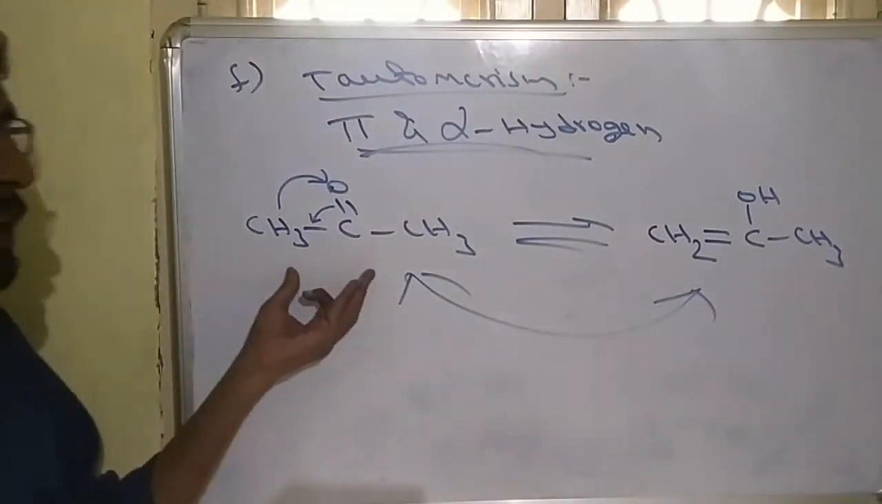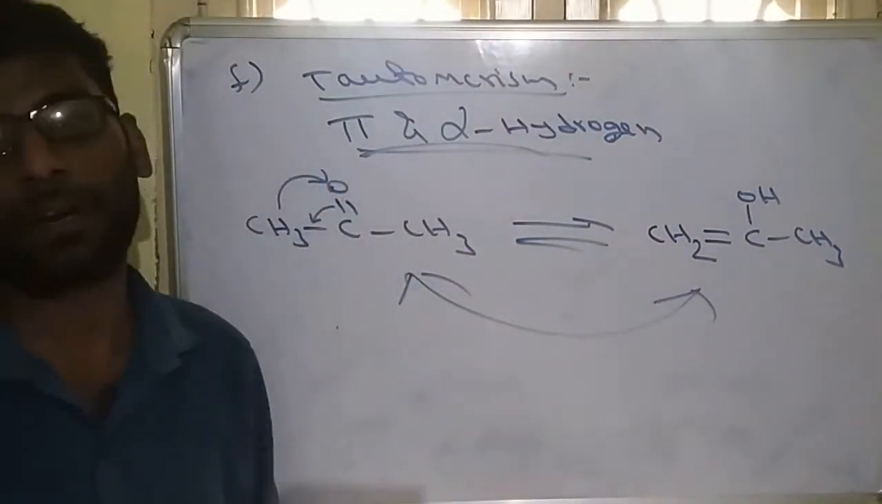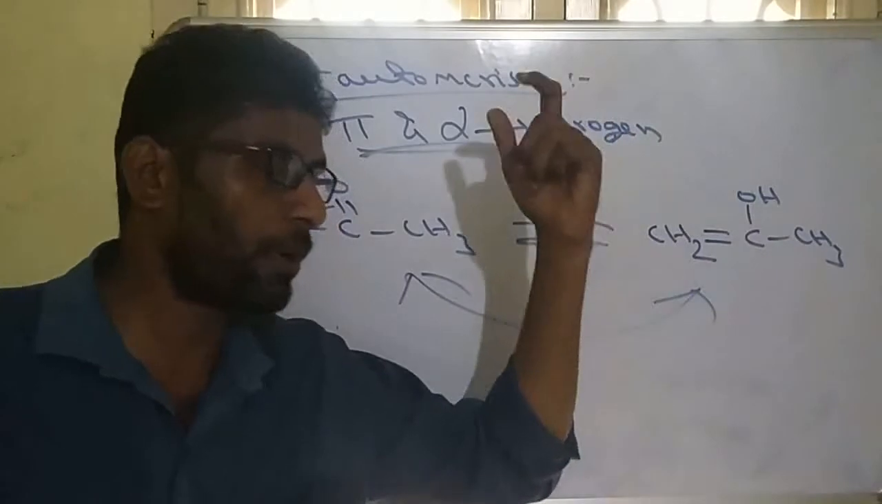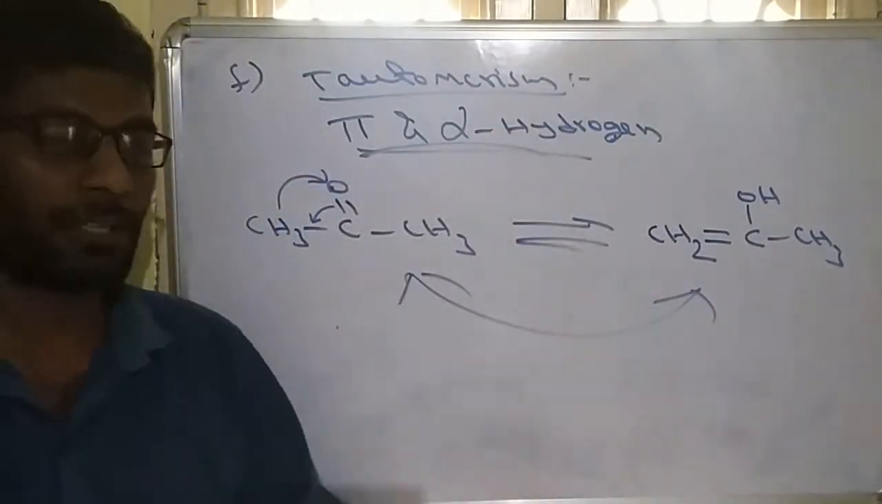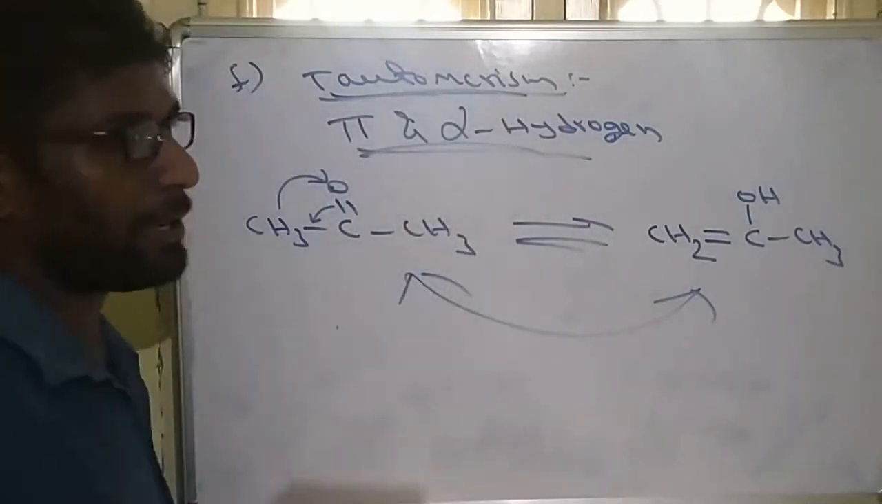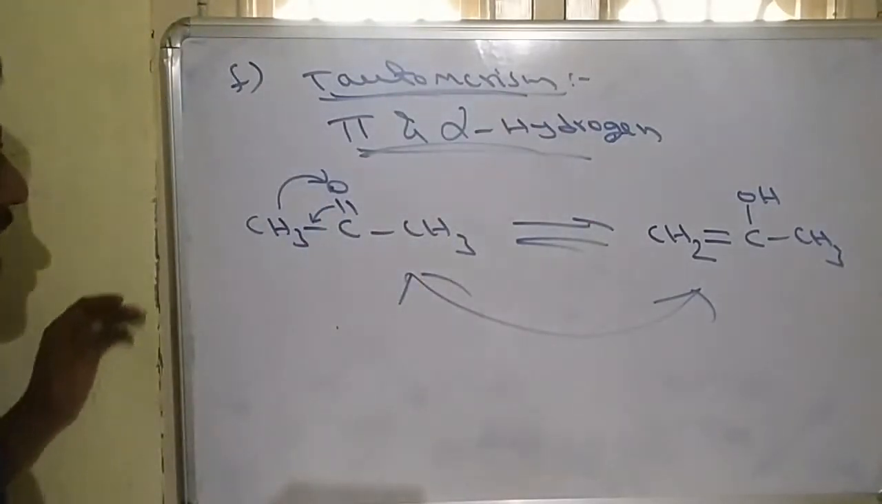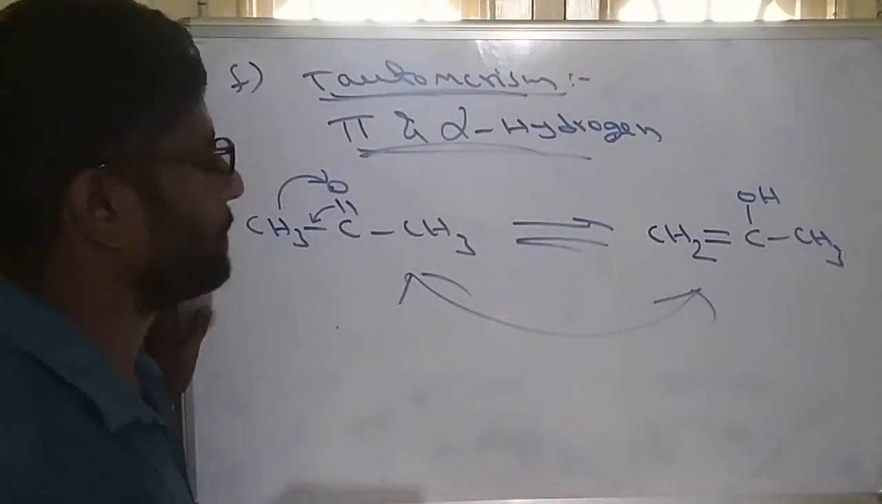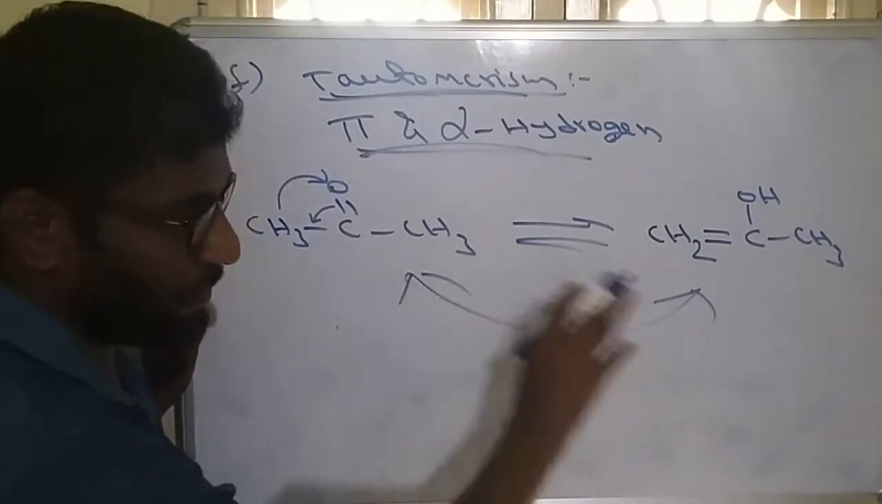If you are taking ketone, 100% ketone does not exist. Some amount of this form also exists due to exchange of pi bond and alpha hydrogen. That's why tautomers are equilibrium isomers. They exist dynamically in equilibrium. So these two are called tautomers.